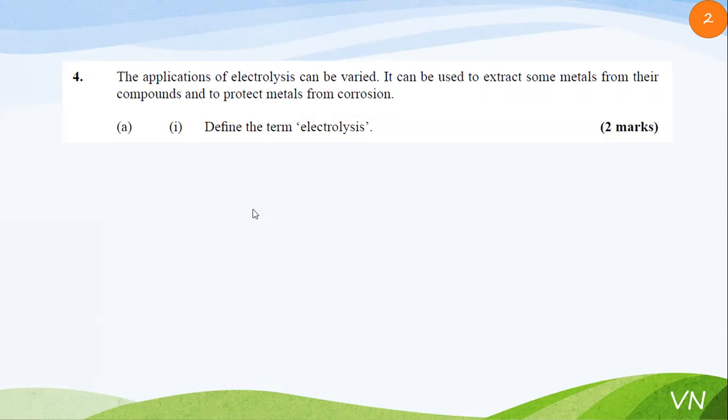So we went through this in the last class. I said that whenever you're defining electrolysis, there are two main points. So ensure that you cover both points here. I'm going to write out the definition, and you can compare your answer to this definition.